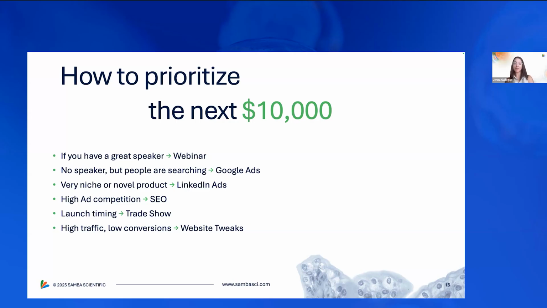If you thought about running ads, but it turns out the cost per click is really high, we usually shoot for a cost per click below $5. And so if you find that there's a lot of competition for the keywords you care about and the cost per click is $20 or more, then it might make more sense to go ahead and invest right away in SEO. If you can time a new launch with a trade show that's key for your audience, then invest in a trade show. And if you've already got good website traffic, but your website's not converting, that's when you really need to invest in those website tweaks.